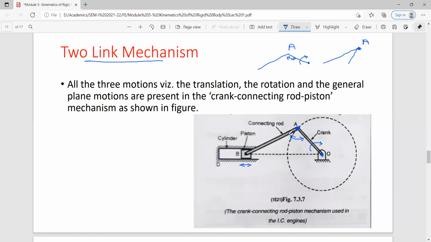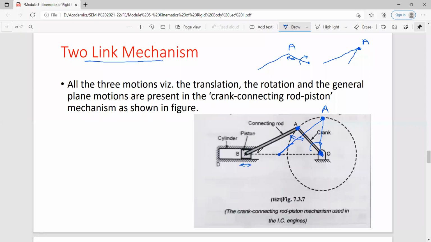See what happens when the crank rotates. When the crank rotates, say point A will come here. After some angle, point A will come at this position, so the next position of the crank will be vertical. When this point A moves, the connecting rod will also move with it. Point A is common between the connecting rod and the crank, so it will be the next position of the connecting rod.